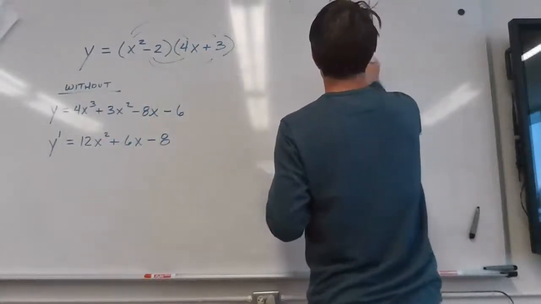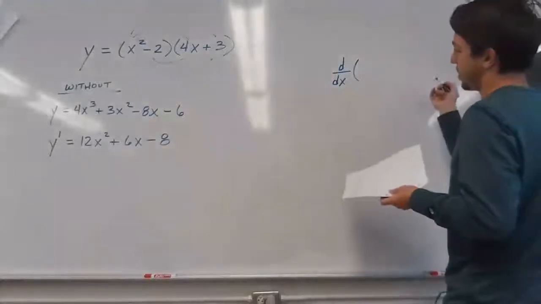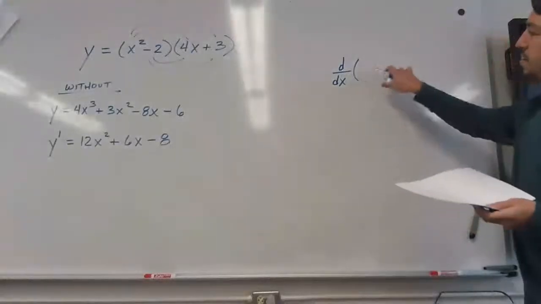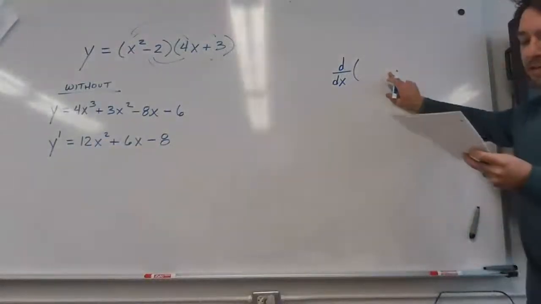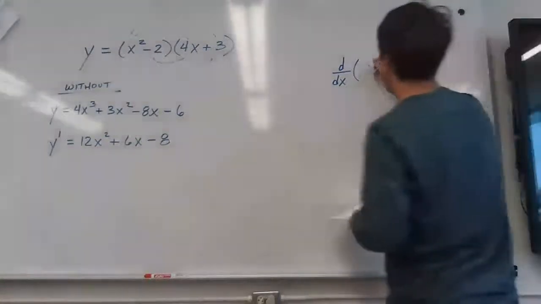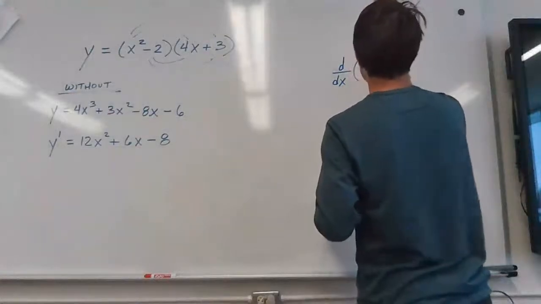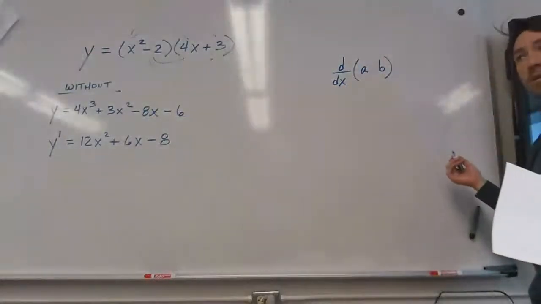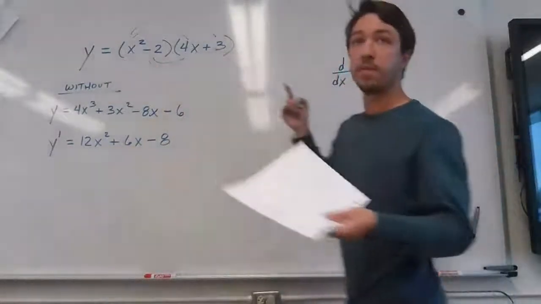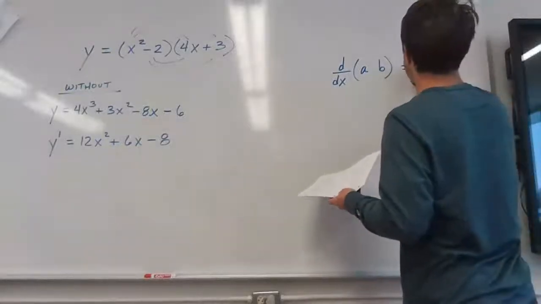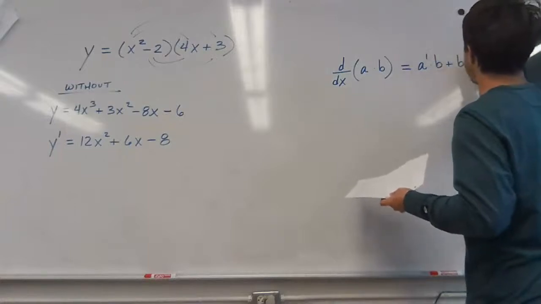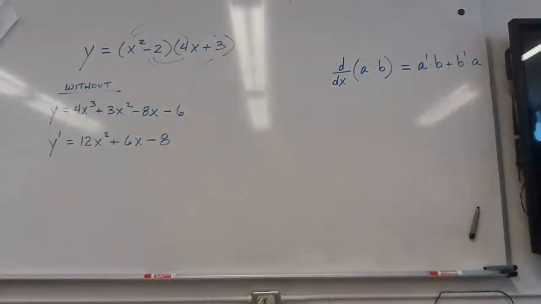It's really simple. The derivative of, let's say I have two functions. I like to write f times g, but then sometimes people get confused because then we start talking about functions named f and g. So instead I'm going to use a and b. A times b. Imagine a and b are two functions. So a could be, for example, x squared minus 2, and b could be 4x plus 3. Fair enough? So the derivative of a times b would be a prime times b plus b prime times a. That's it. That's called the product rule.